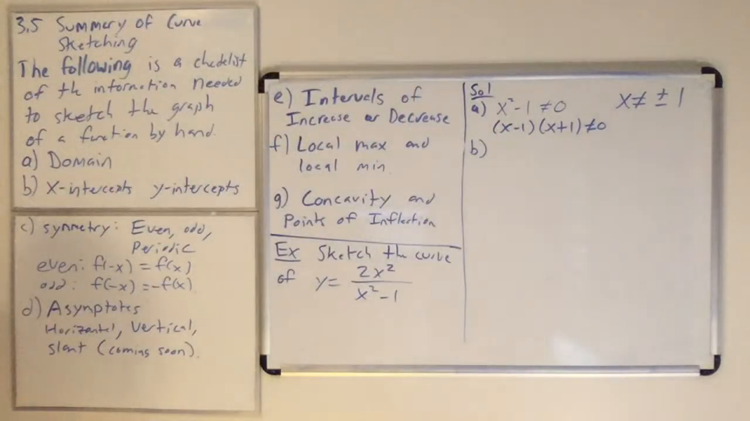For B, we want to find, let's start with vertical asymptotes because that's what we did earlier in the semester. And so what do we have to do to find the vertical asymptotes?